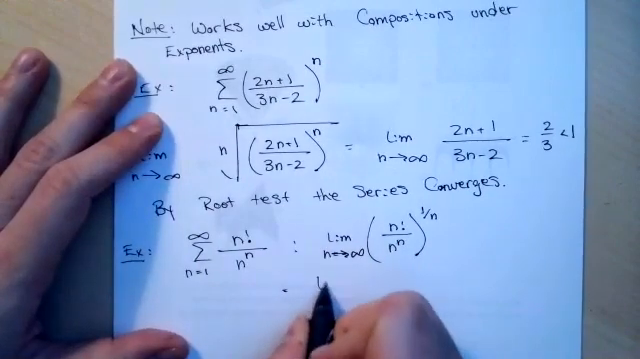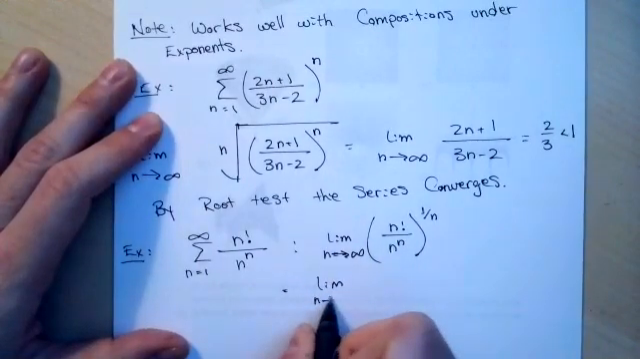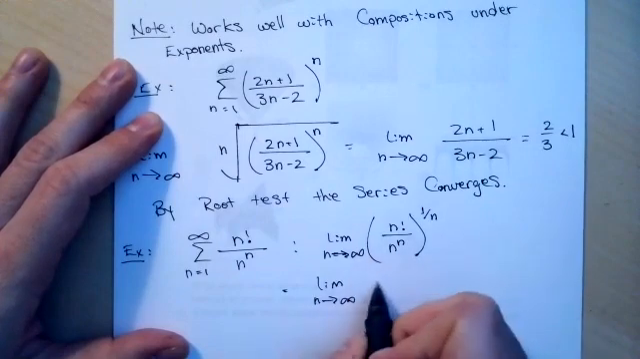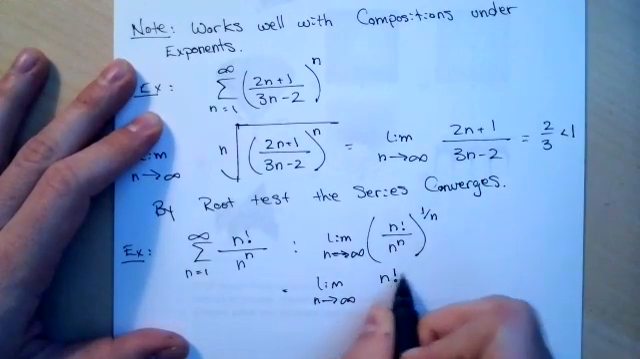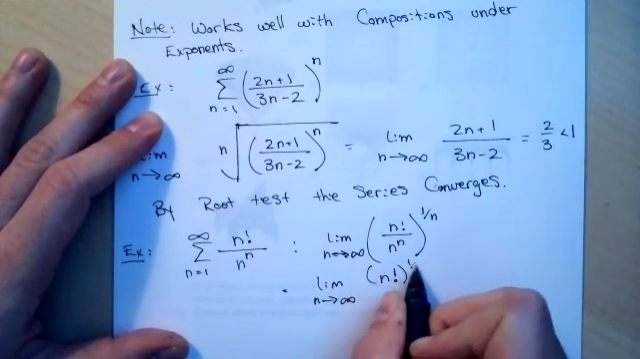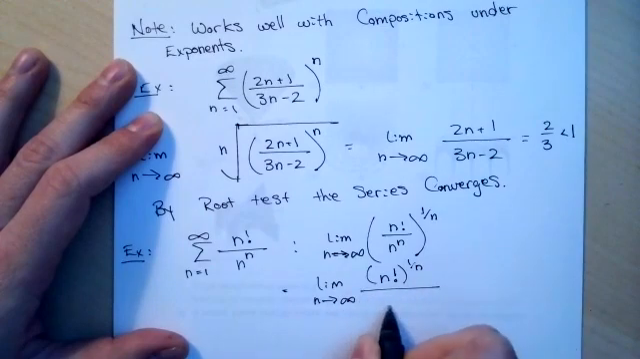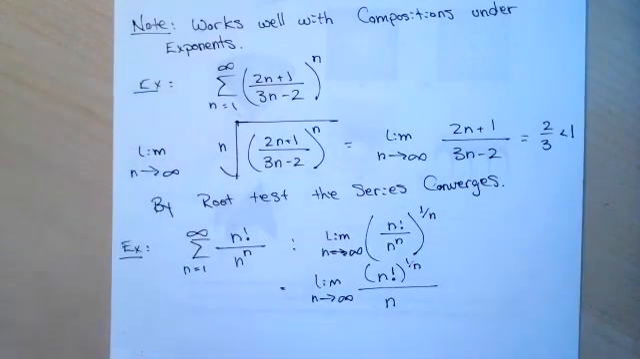But how does the algebra on this work out? It works nicely in the denominator. But what's going on in the numerator? The numerator has a factorial, and a factorial raised to the 1 over n. So what is that limit?